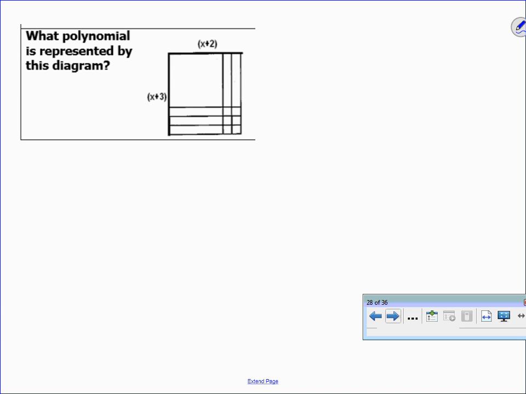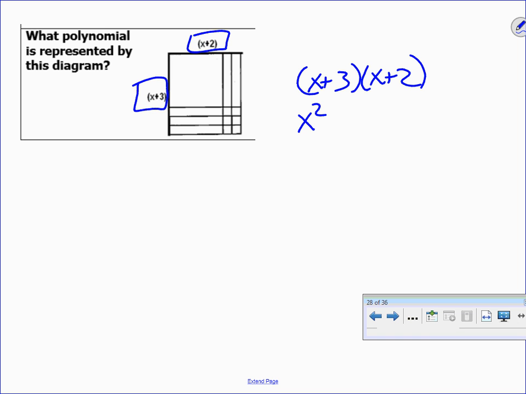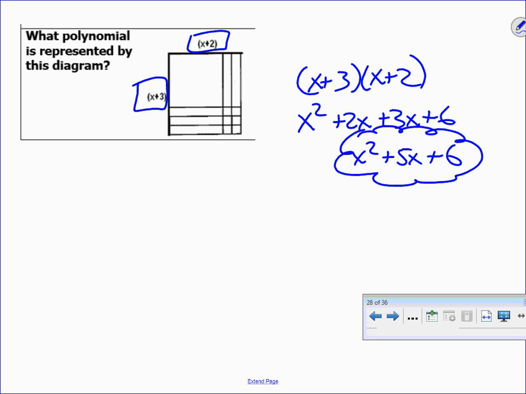For this one, what polynomial is represented by the diagram? If you didn't get the tiles, don't worry about it, because you could still get this exact same problem by just foiling or Punnett squaring x plus 3 times x plus 2, which would give me x squared plus 2x plus 3x plus 6, which is x squared plus 5x plus 6. So that's our answer. But if we want to get it from the tiles, we can do that as well.